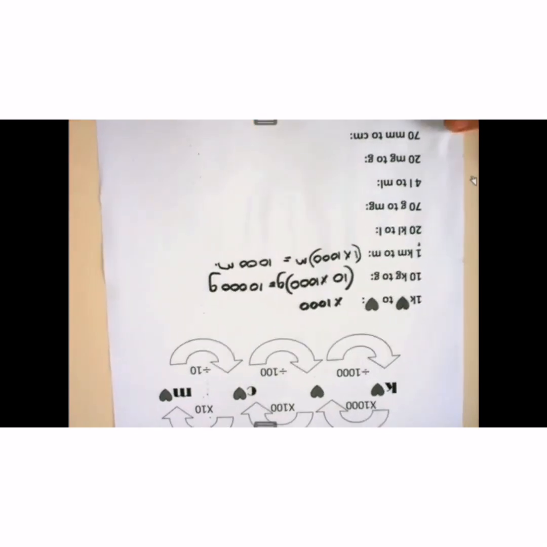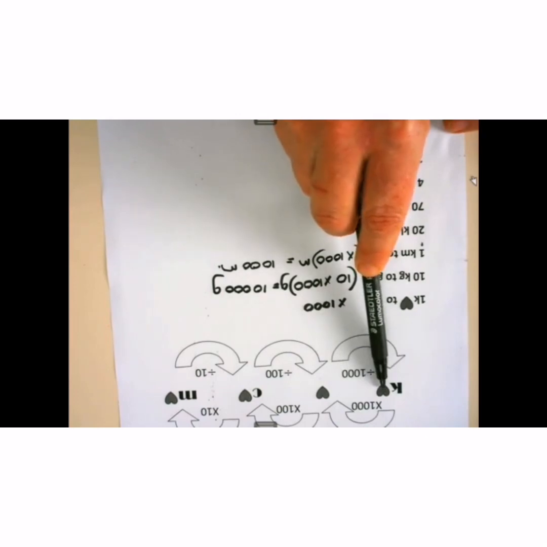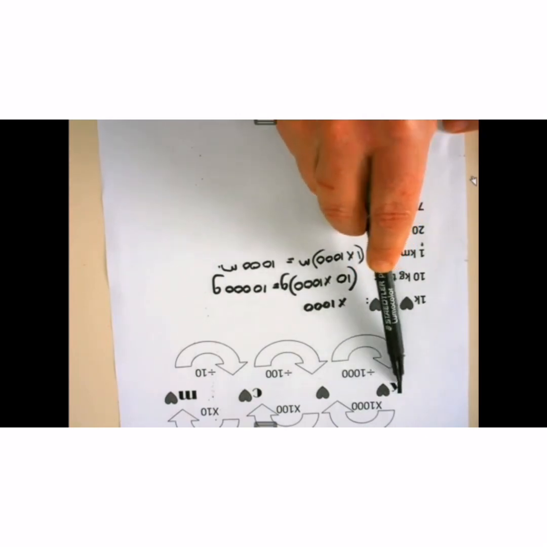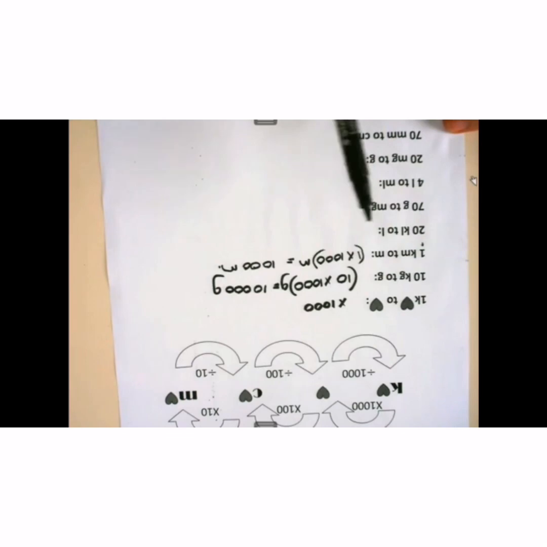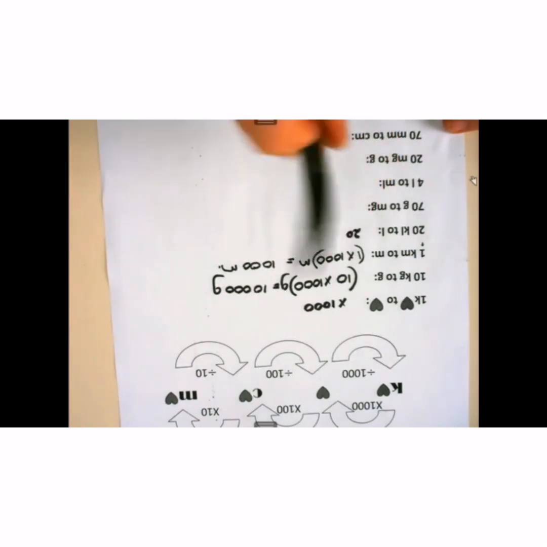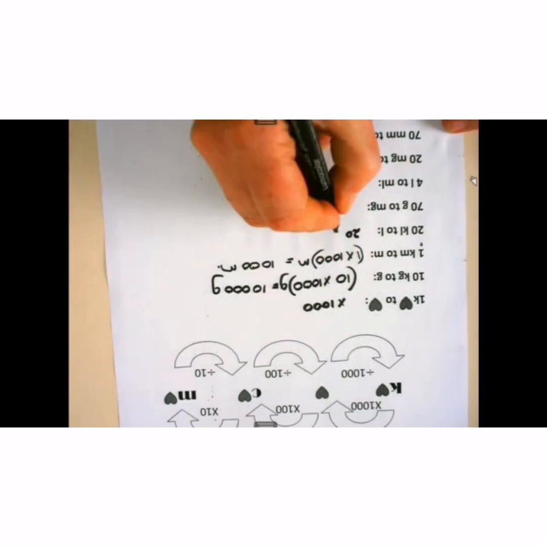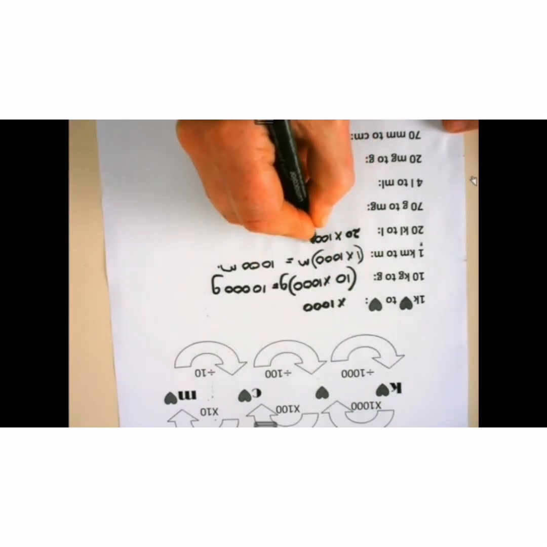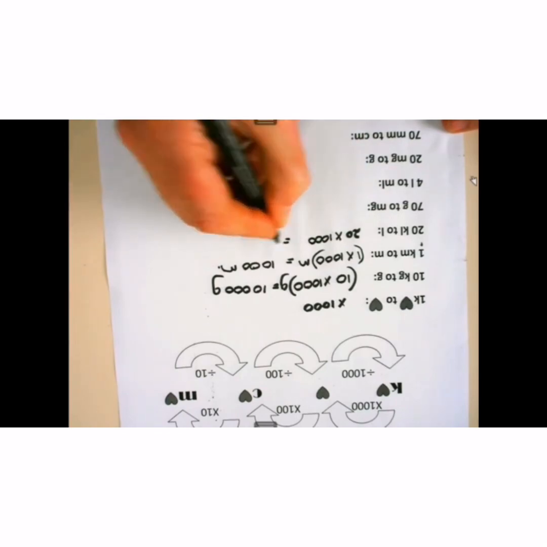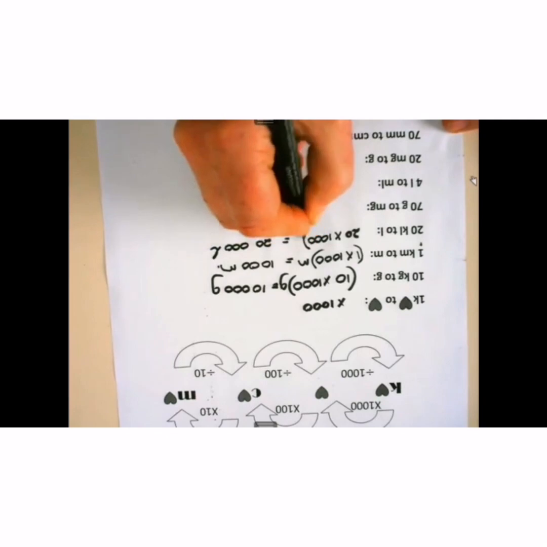20 kiloliter to liter. Again, the heart is replaced with a liter. I'm moving from kiloliter to liter. So, what must I do with the 20? I must take the 20 and I must multiply it with 1,000. So, 20 kiloliter is the same as 20,000 liter.